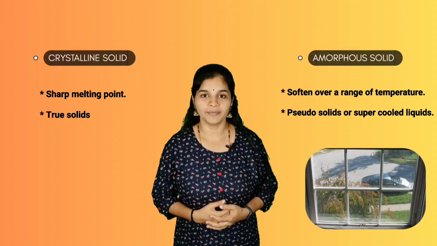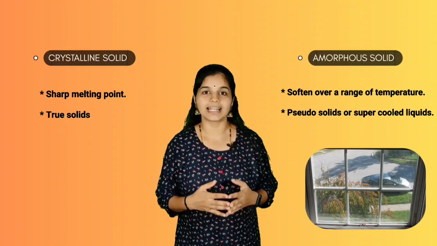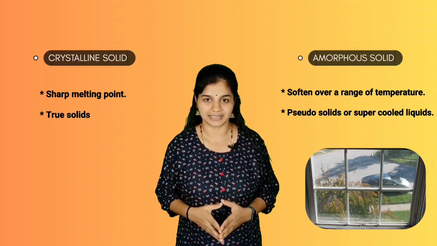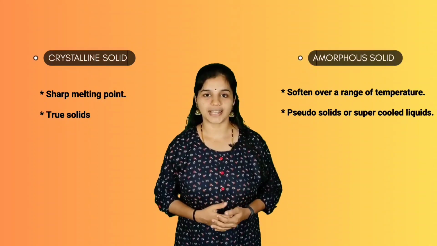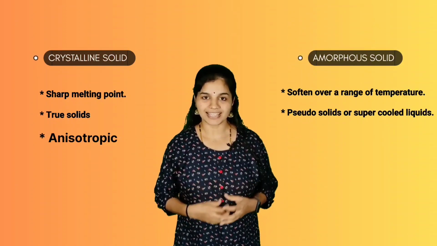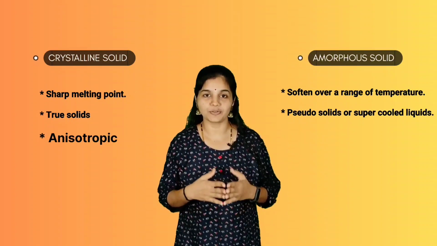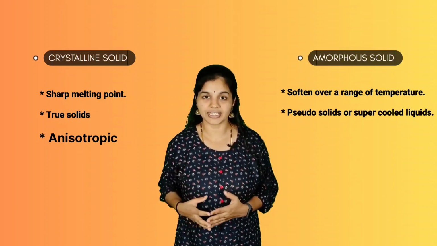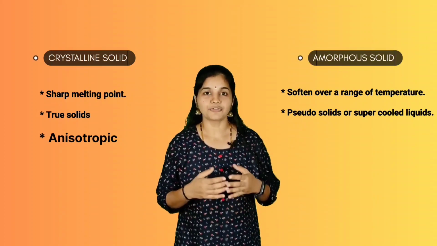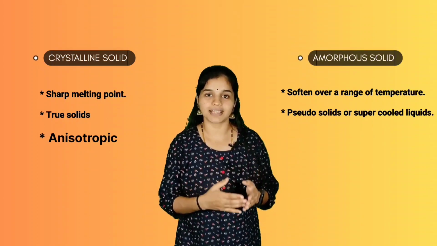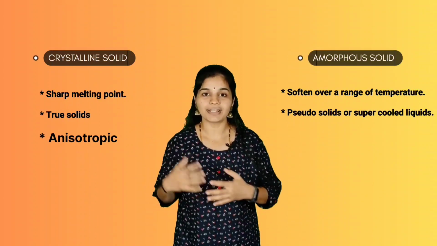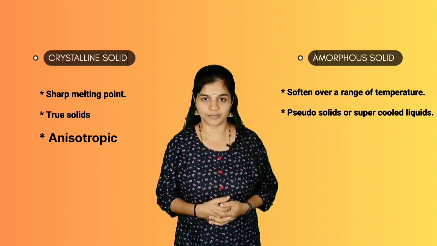Can you think of why? This is because the glass flows down slowly and makes the bottom portion slightly thicker. Crystalline solids are anisotropic in nature. What is anisotropy? It means that different physical properties, when you measure along different directions in the same crystal, give different values. For example, if you measure a physical property such as the refractive index, you will find a different value in different directions for a crystalline solid.